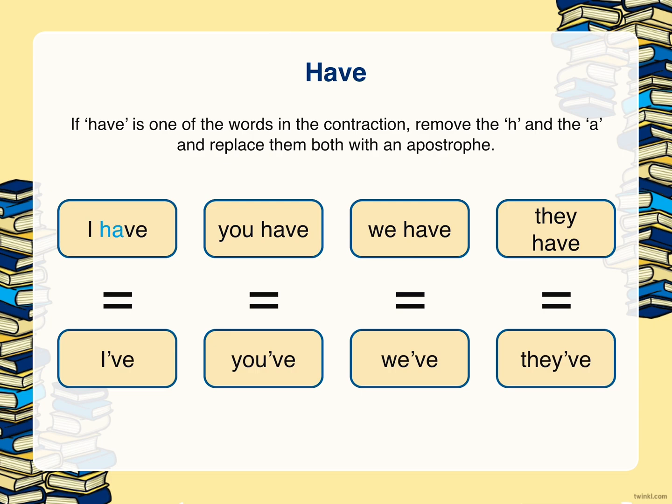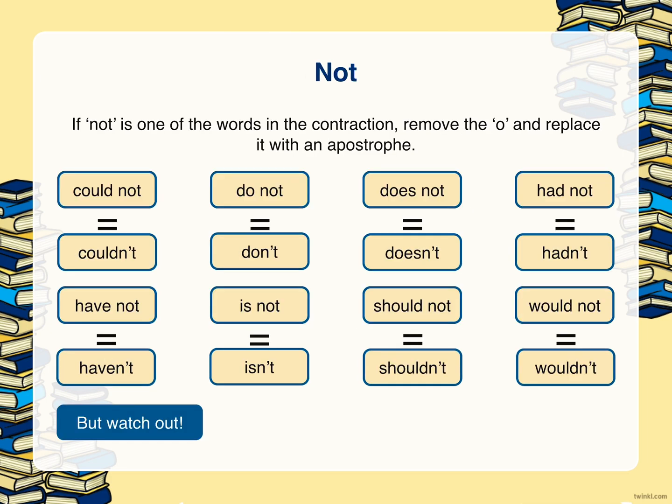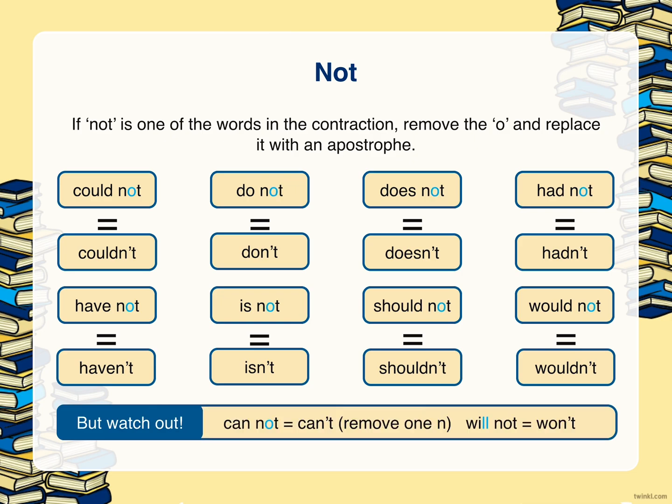Okay? Now I'm quickly going through this because I know that you've done this in other classes. In primary 7, it should just be looking over this really quickly. If not is one of the words in the contraction, remove the O and replace it with an apostrophe. So you can see that. But watch out. It says cannot is not just replacing the O. And will not is won't. And it's replacing the double L.